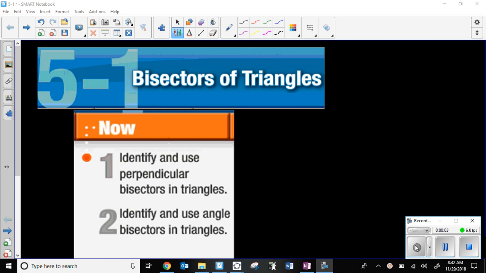Okay, chapter 5. We are going to continue focusing on triangles specifically throughout this chapter. It gets just a little bit more difficult because we're going to start looking at special segments within triangles and some other relationships. Specifically in section 1, we're going to take a look at two special segments, one being the perpendicular bisectors in a triangle, and we will look at angle bisectors in a triangle. So we're first going to start with perpendicular bisectors.